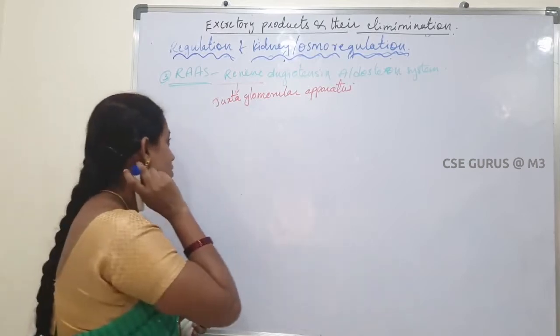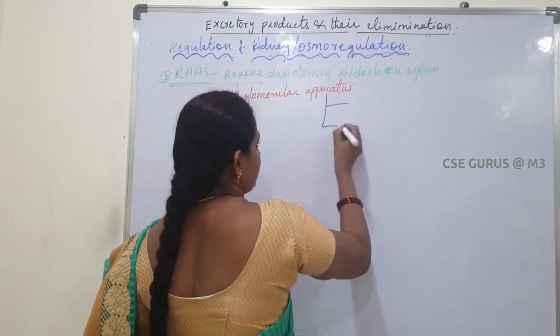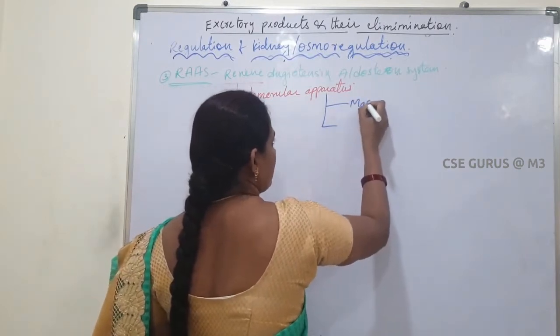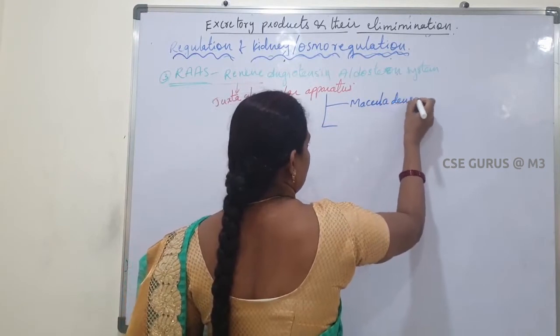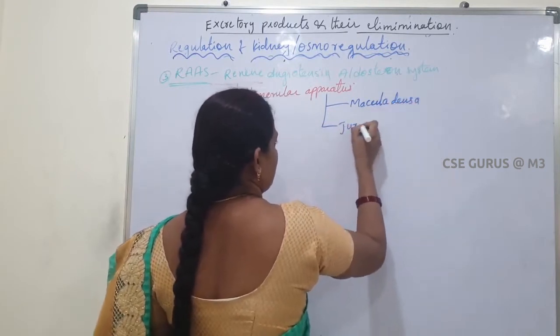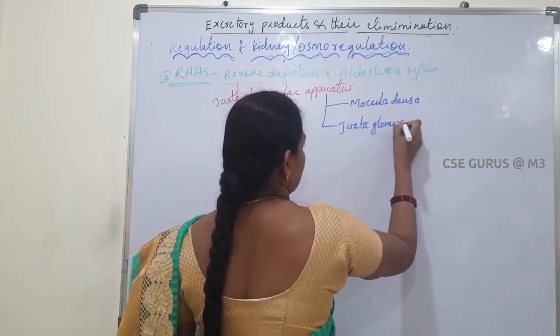This juxtaglomerular apparatus has two types of cells: macula densa and juxtaglomerular cells.